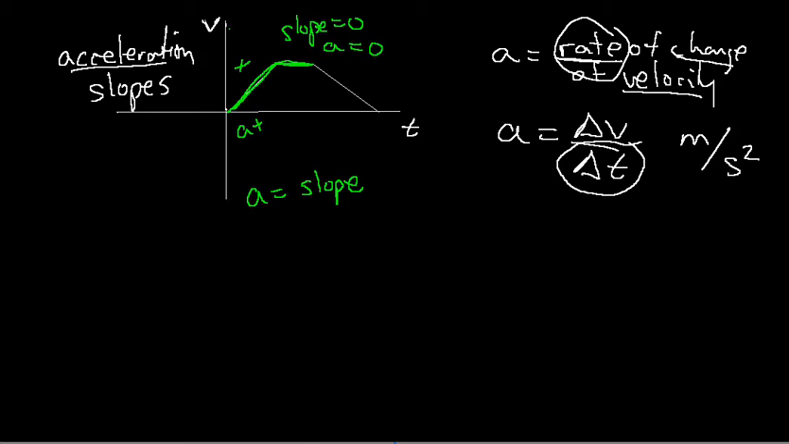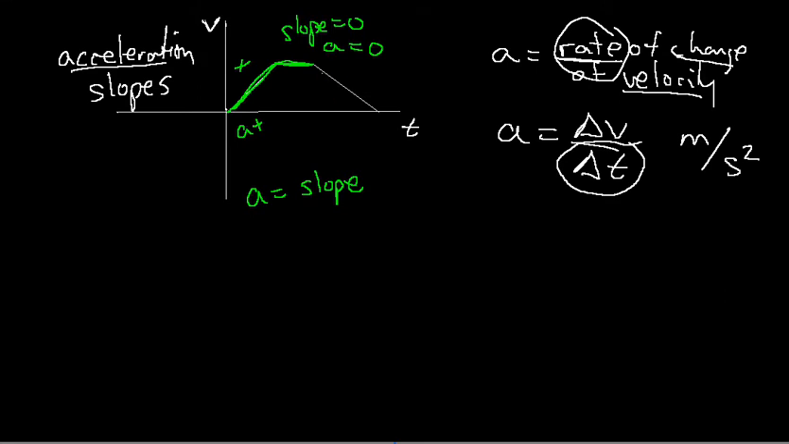Now if this was not velocity but position, we'd be talking not about acceleration, but we'd be talking about velocity. So remember, on position versus time plots, slopes are going to give you velocity. On velocity versus time plots, like we're doing here, slopes are going to give you accelerations.